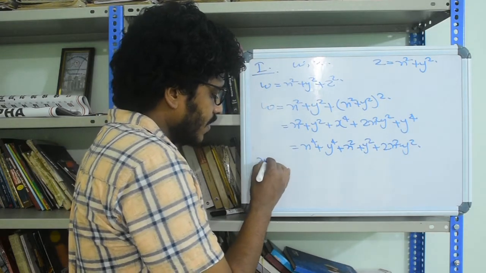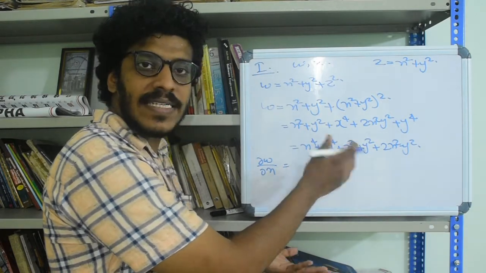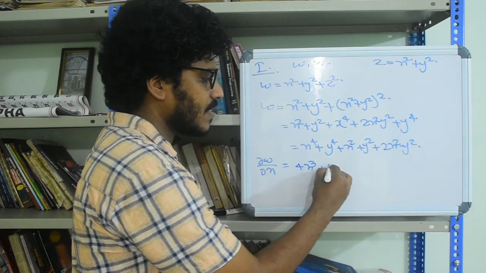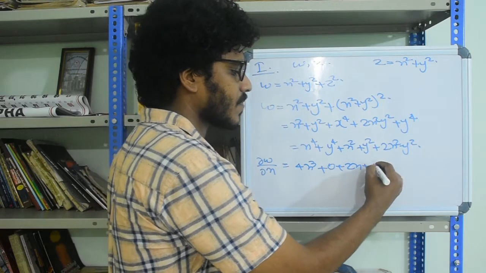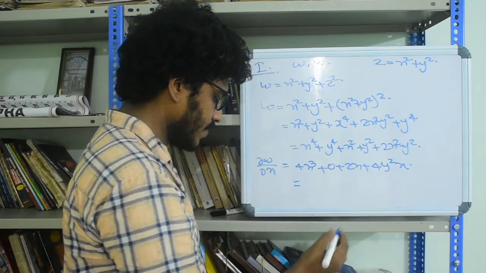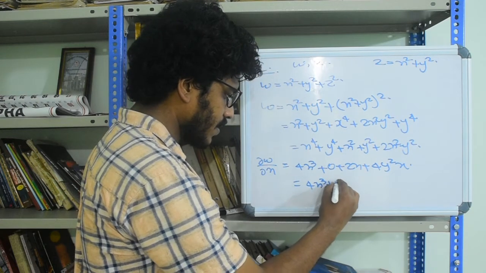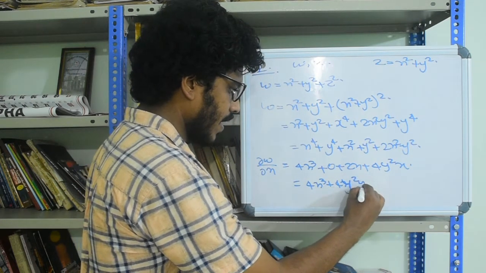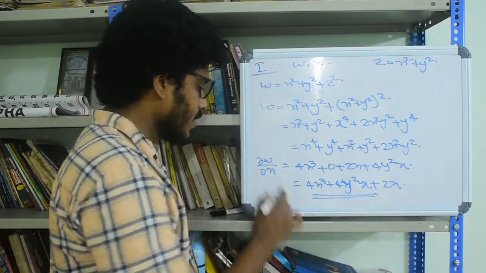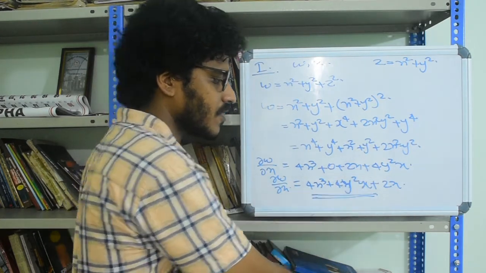Now we can find dou W by dou X, simply differentiating this with respect to X, keeping Y as a constant. Right. So what will we get? 4X cube plus 0 plus 2X plus 4Y square X, isn't it? Which means 4X cube plus 4Y square X plus 2X. Okay, so remember this value, note it down please. Dou W by dou X gives the value 4X cube plus 4Y square X plus 2X.